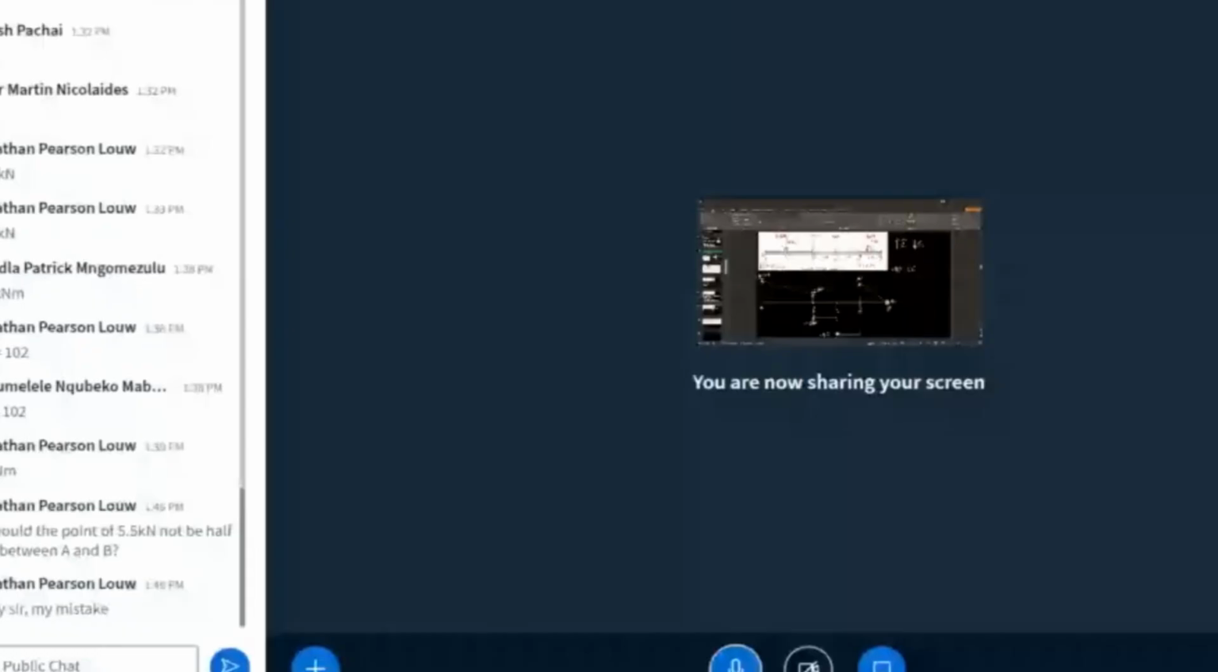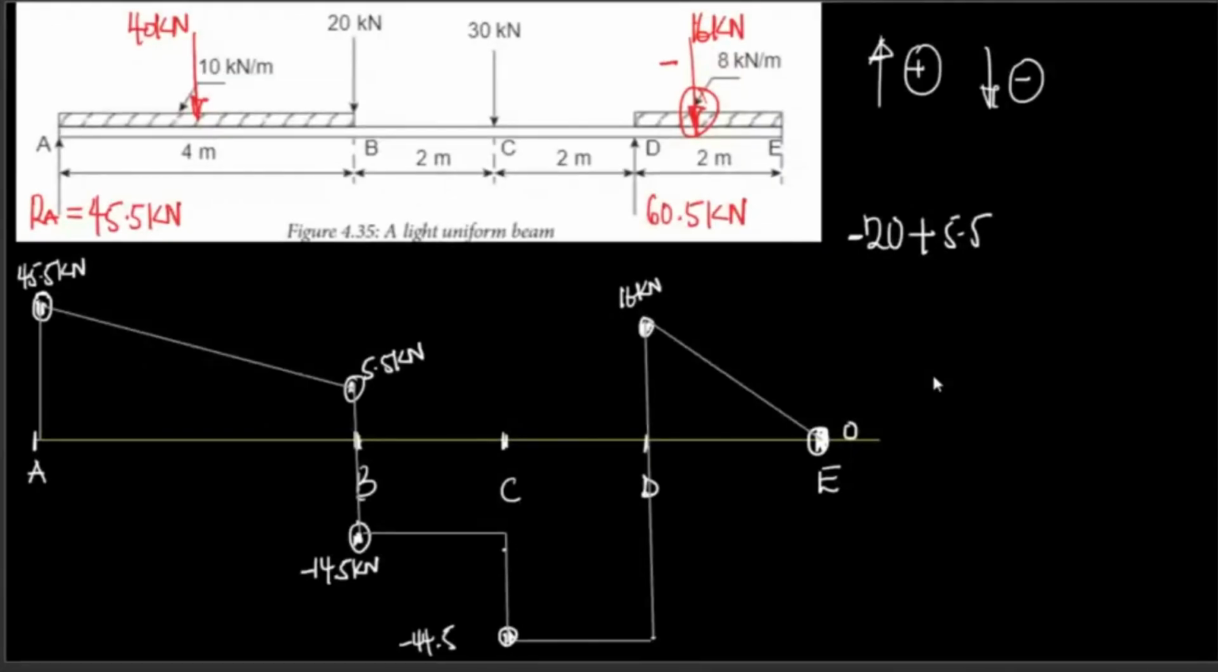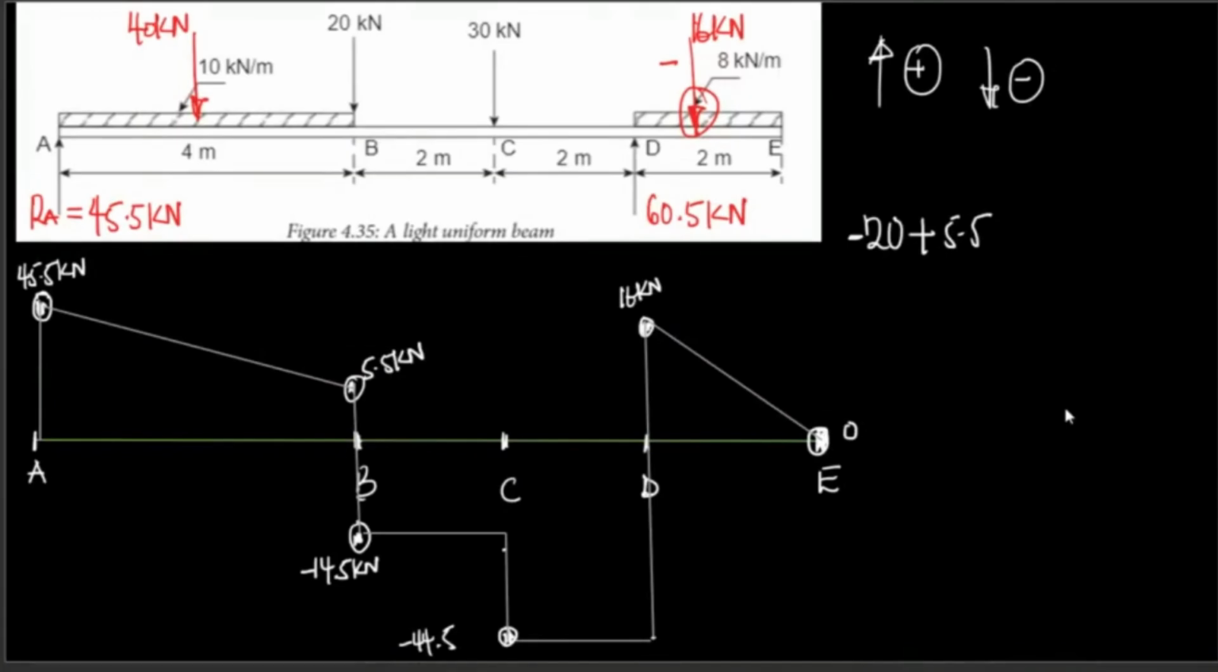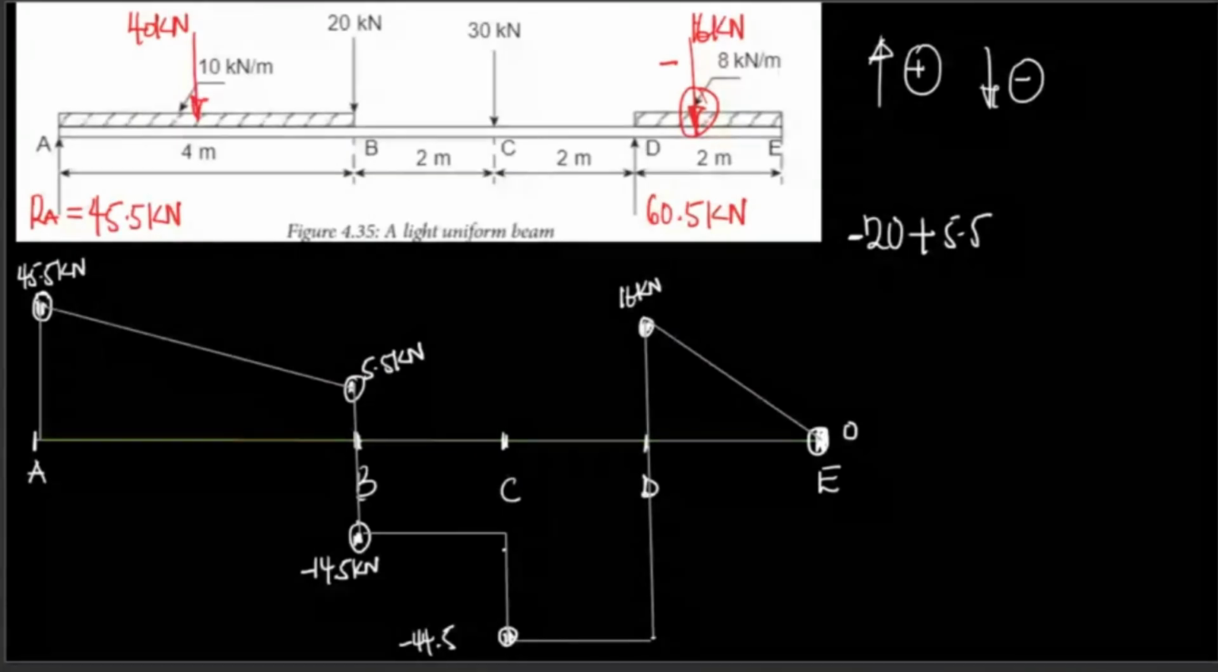5.5 kilonewtons. Yes, almost. Yes, it's going to be halfway, because the total length is 8. You're right. So when you are drawing according to scale, this is how it must look. So that's your shear force diagram.